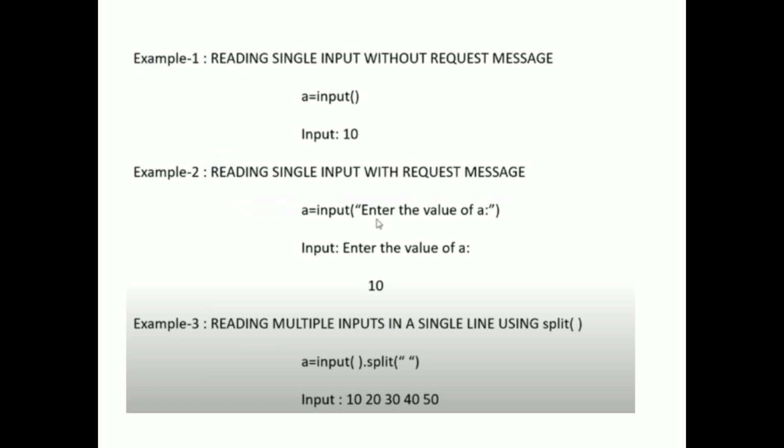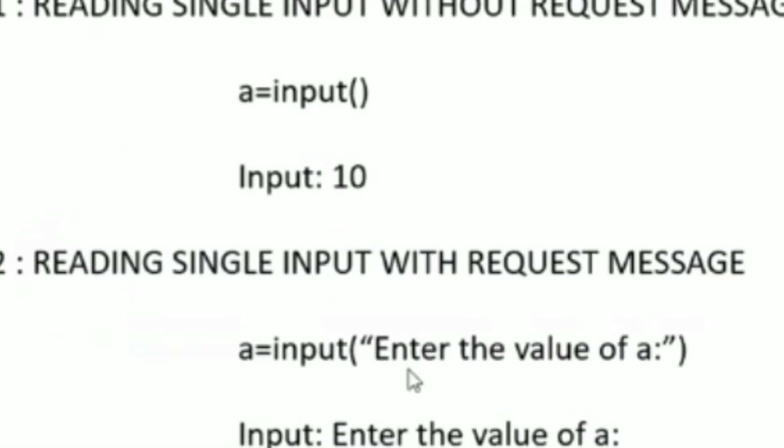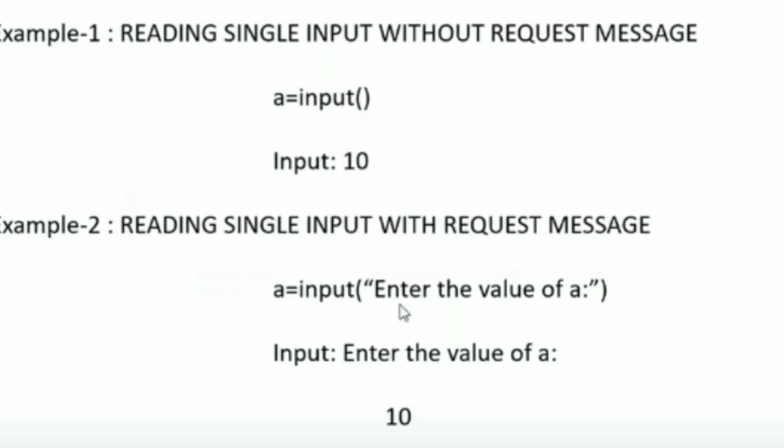You can see how many ways we can pass a value with the help of the keyboard: example 1, example 2, example 3. These are different ways of passing the value. The first, example 1, is without a request message. Request message means that after the input statement we have not written any quotes or text inside the brackets.